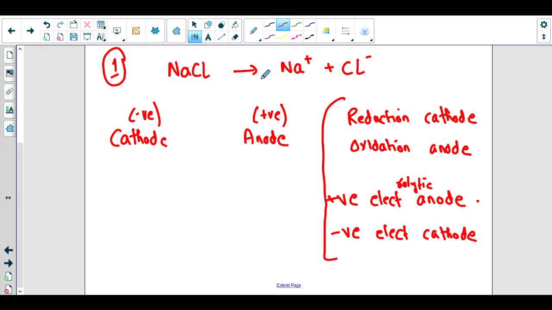Now, positive is attracted by negative. So this positive ion, the sodium ion, will go towards cathode, and this negative ion will be attracted by the positive one. It will go towards the anode. So at cathode you will find Na+, at anode you will find Cl-. Why? Because opposites attract. We know from the theory that oxidation occurs at anode and reduction occurs at cathode.